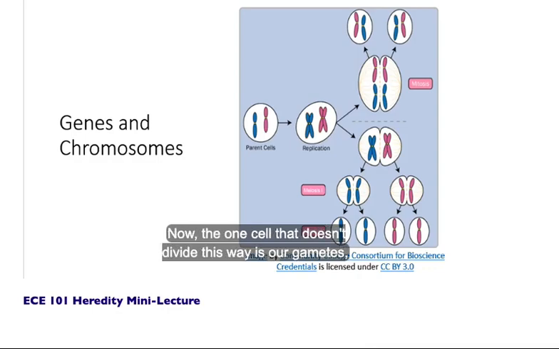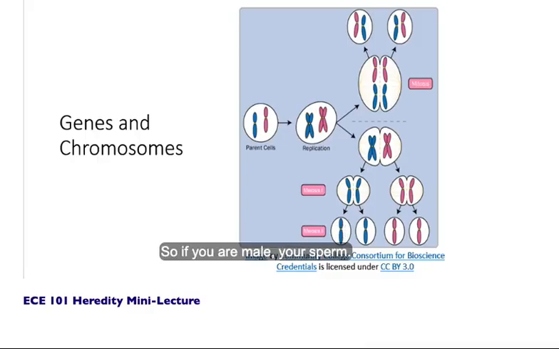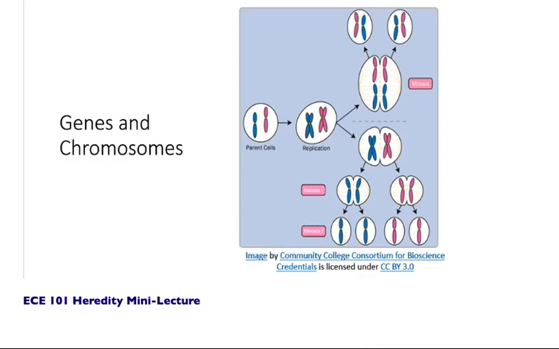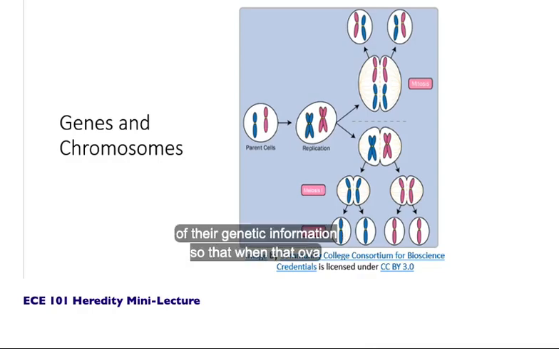Now, the one cell that doesn't divide this way is our gametes, right? So if you are male, your sperm; if you are female, your ova, or what we also refer to as eggs. It's really important that those don't have all of the genetic material, because they have to combine to create an embryo, right? So when your sperm and ova divide, they only pass on half of their genetic information, so that when that ova and that sperm meet during conception, then there's a complete version of genetic material.